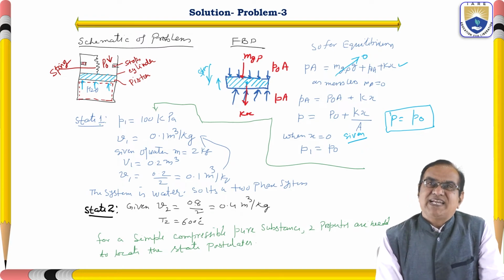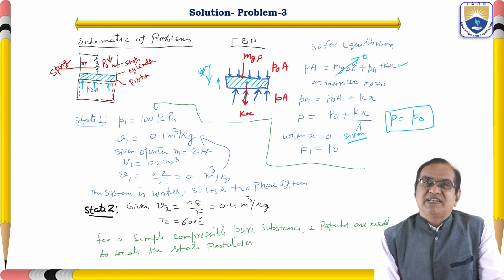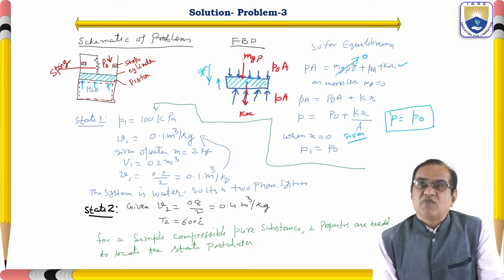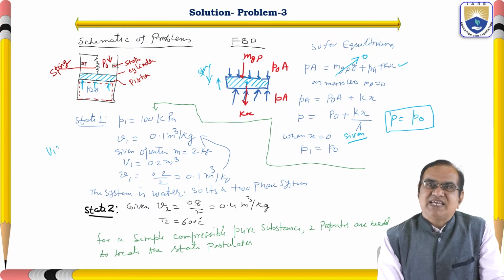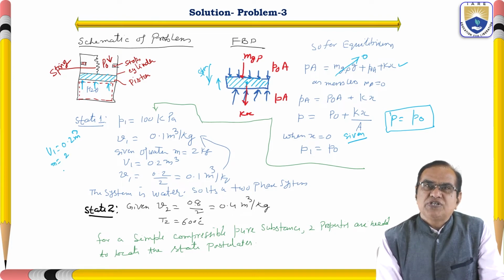So we can see that at state 1, P1 is given as 100 kilopascal, and V1 is 0.1 meter cube per kg. Actually this volume is given as 0.2 meter cube, but the mass is given as 2 kg. So v1 is equal to 0.2 by 2, and this will come to 0.1 meter cube per kg. So this is mentioned here.